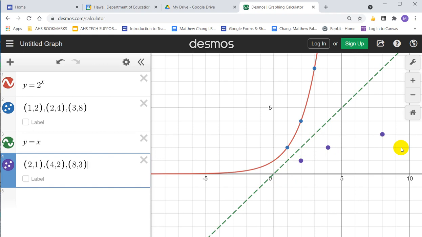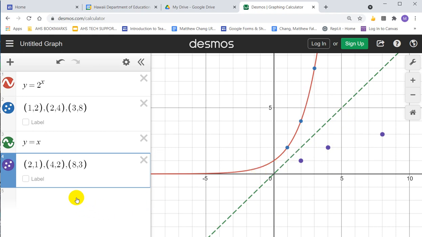The reason why I'm trying to make you guys understand this before I go into logarithms is because basically an exponential function's inverse is a logarithmic function, and vice versa. So basically a logarithmic function's inverse is going to be an exponential function.